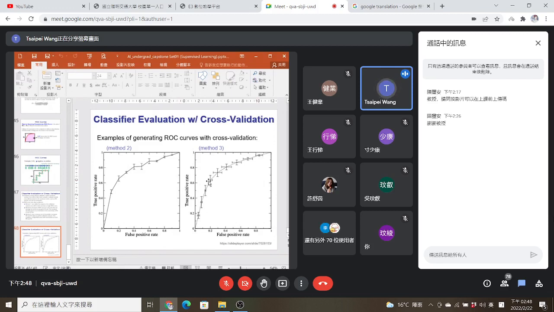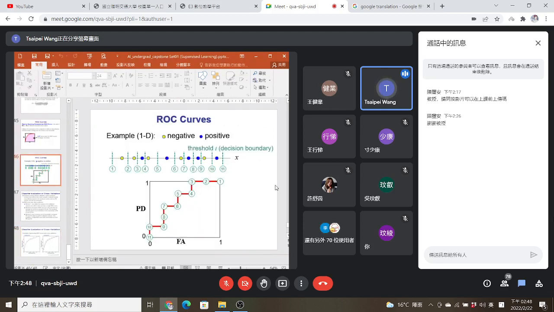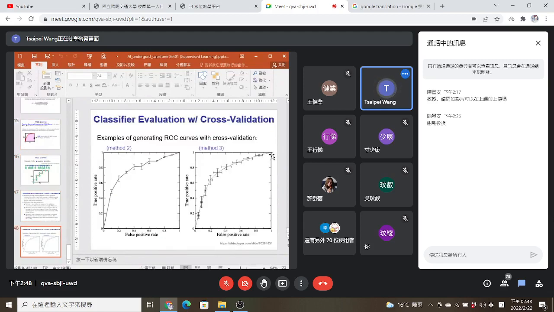For this method, what you do is you fix the thresholds, because to draw the ROC curve you need to vary the threshold. So you sample among a set of fixed threshold values, and at that time you compute the FA and PD for all the trial rounds. That's how you get the error bars in both directions. So there's no single correct way, but there are possible ways to present the ROC curve with cross-validation.